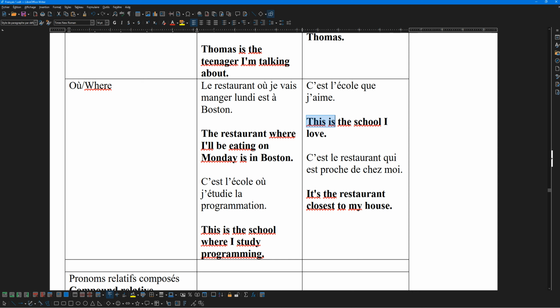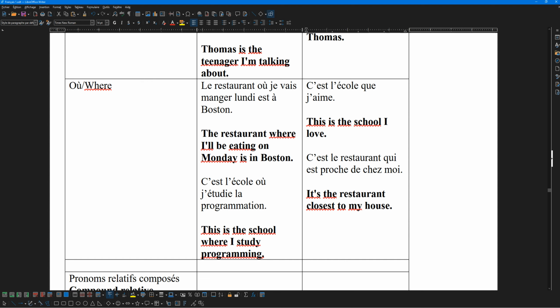But this is the school I love. C'est l'école que j'aime. In this case it's more your feeling about something that is the school. So we can ask ourselves the question at the end, j'aime quoi? I love what? And the answer will be the school. And the school is not doing the action. So we'll replace it by que.